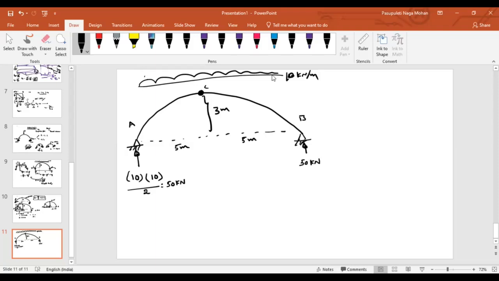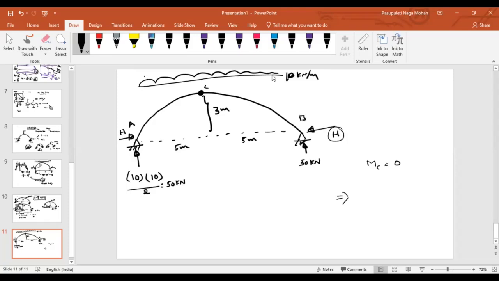After that, as this is symmetrical, if the H reaction is acting towards the joint at one support, similarly the H reaction will also act towards the joint at the other. Why? Because there are no other horizontal forces. Now tell me, how can I find out this magnitude? By taking moment. That is a hinge point. Can you tell me what equation you will get here?